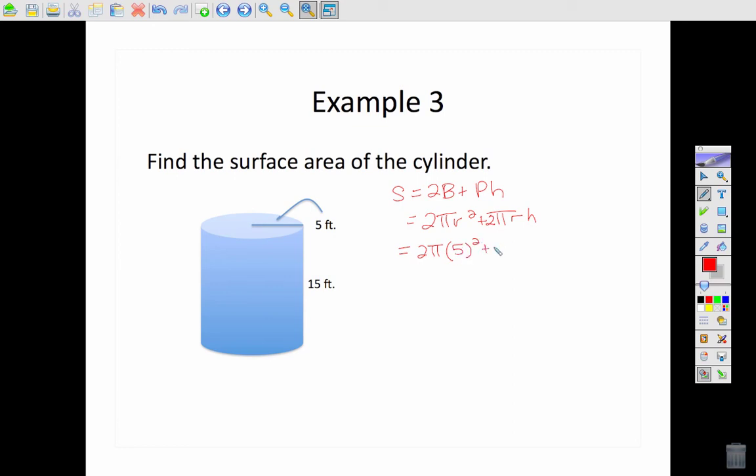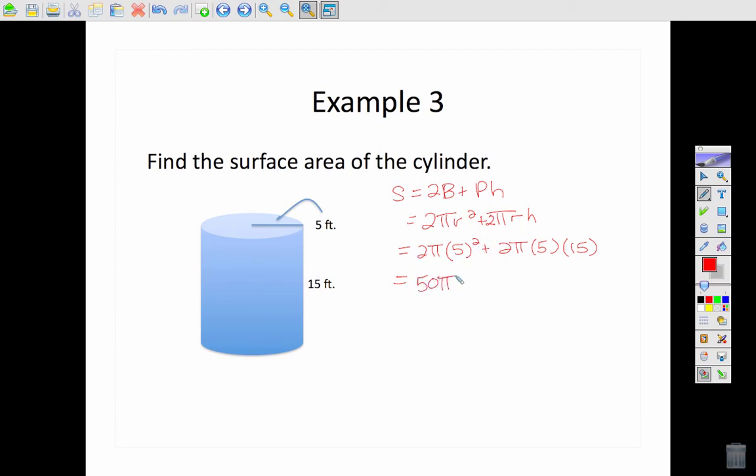So we have 2 pi, our radius in this case is 5. We have 2 pi times the radius again to give us the circumference, and the height, which is 15. Remember, when I don't write any symbols in between here, that's just multiplication. So you could just say on your calculator 2 times pi times 5 squared. But again, we're going to do as much as we can in our head.